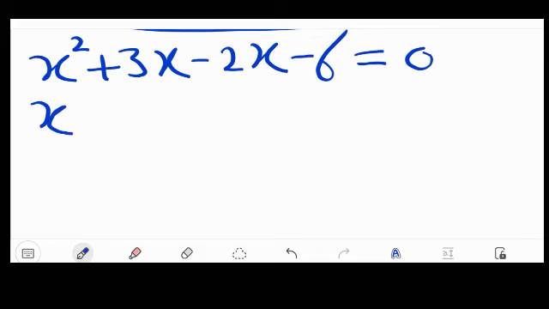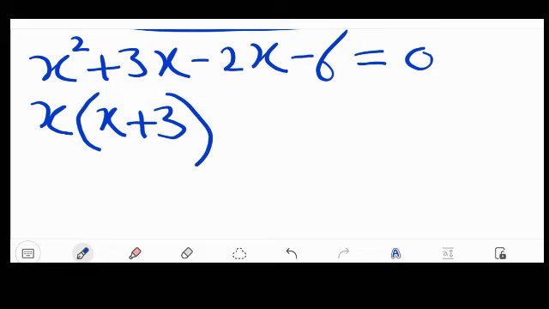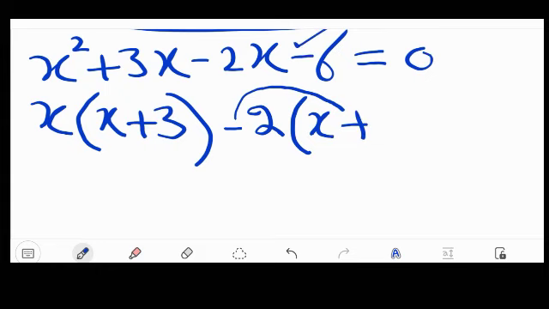In these two terms, what is common? X is common. So it will become x plus 3. In another two terms, minus 2x minus 6, minus 2 is common. So it will become x, and minus when multiplied with a plus, it will become minus, because minus 2 is multiplying with both the terms, x and the other term. So the result will again become minus 2x minus 6. So here it will become x plus 3 is equal to 0.